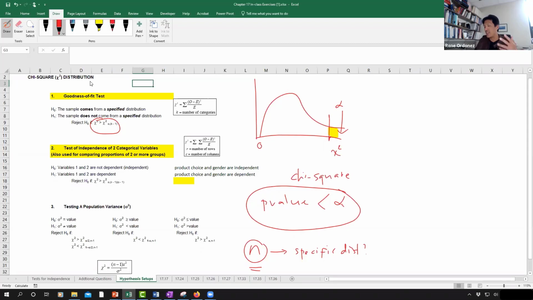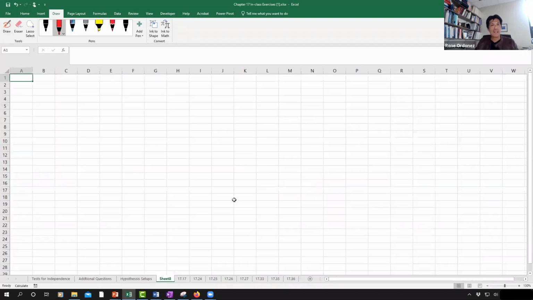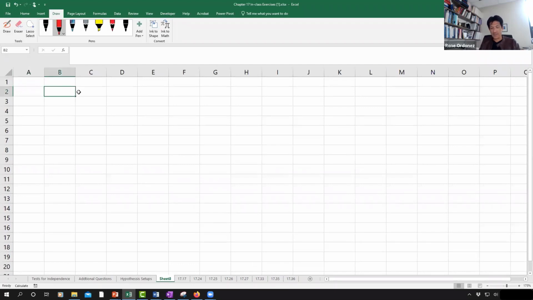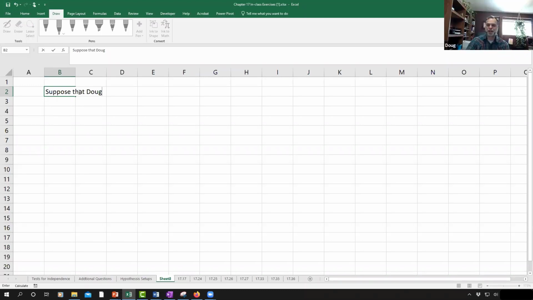Now, here's another use of goodness of fit test. Suppose that Doug, since he used to manufacture slot machines, right? Is that right, Doug? Slot machine components, not the machines themselves. Okay, well, it's still in that field, the gambling field.